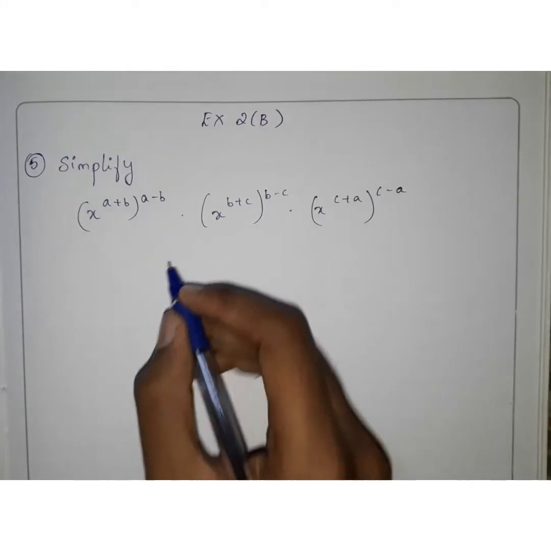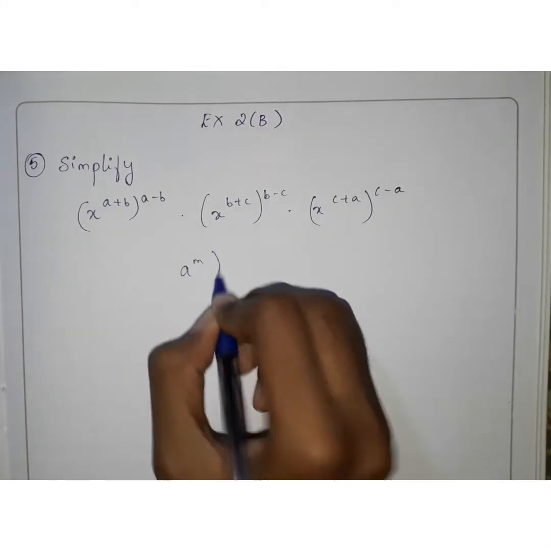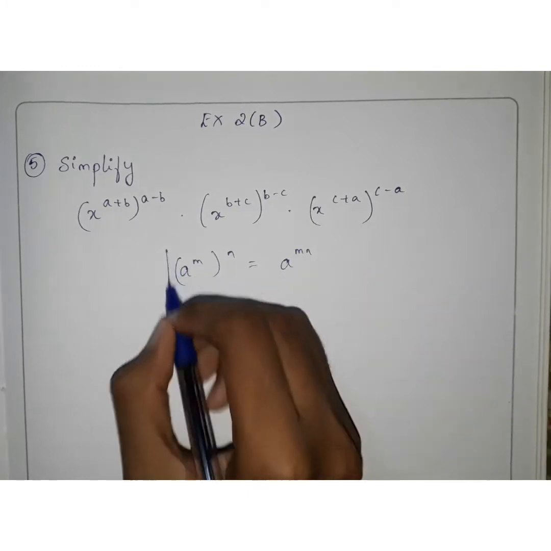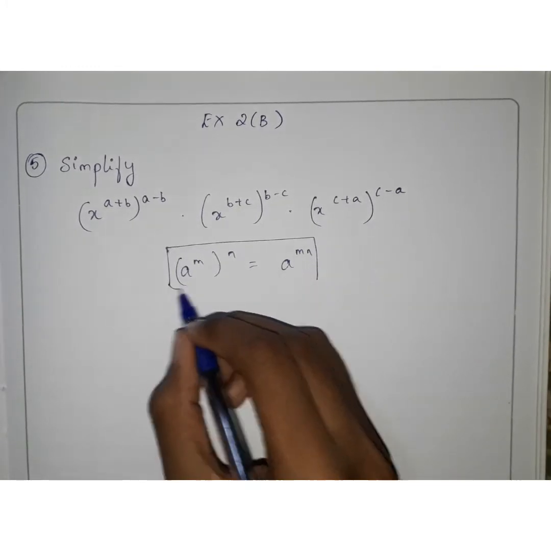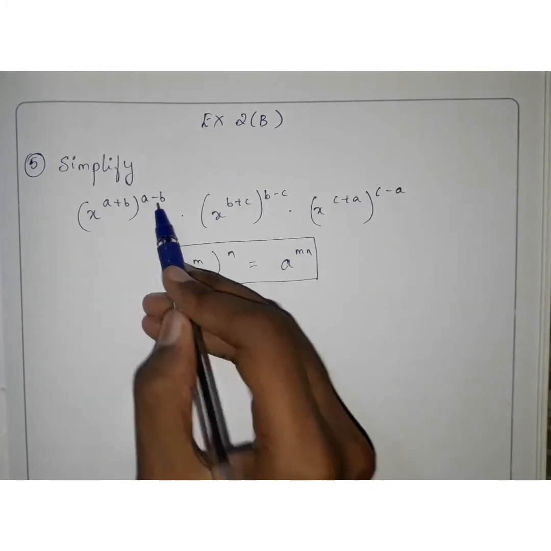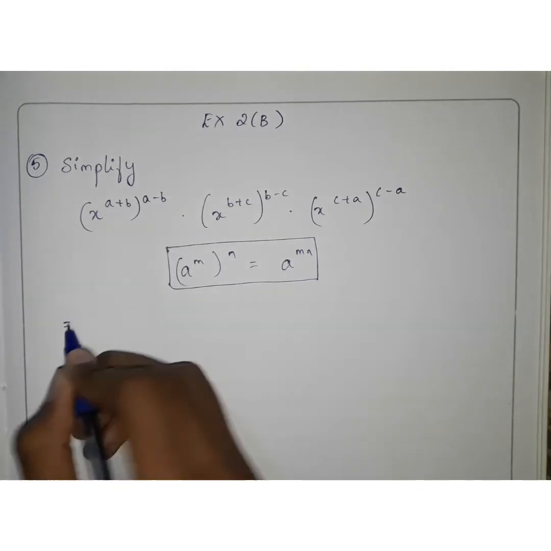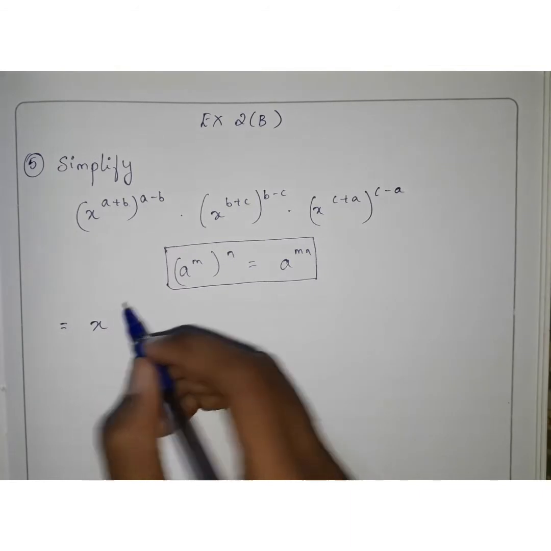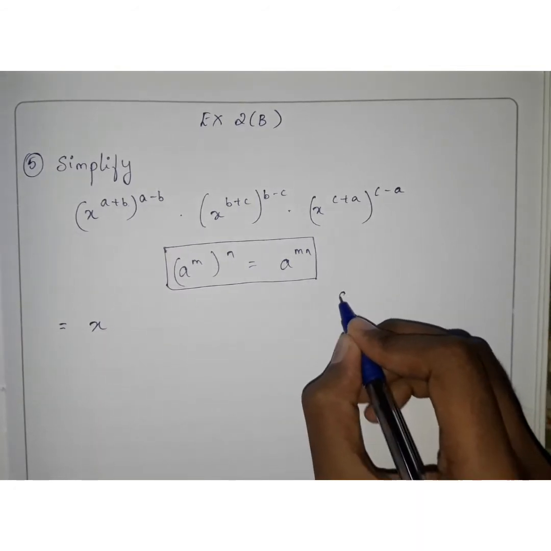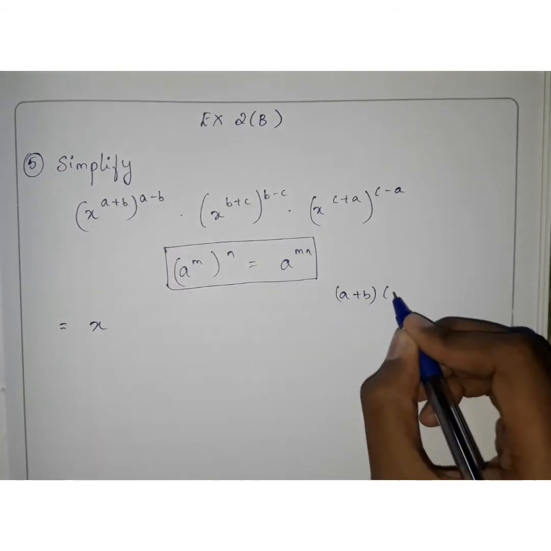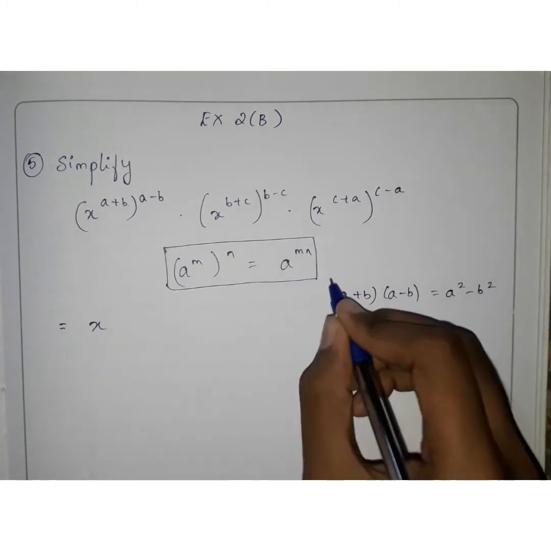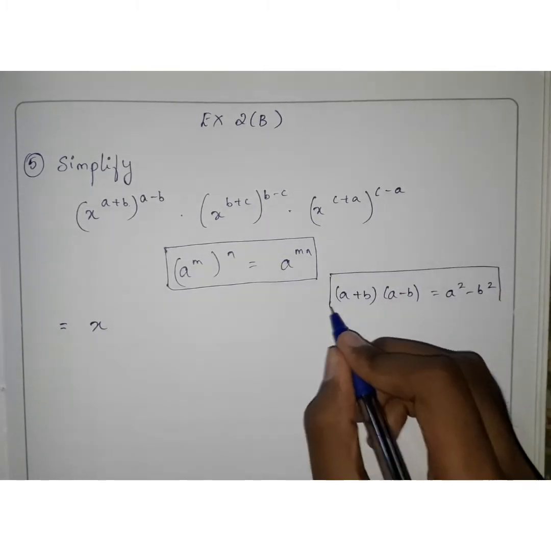Here we'll be using the formula (a to the power m) whole to the power n is a to the power mn. We just need to multiply the powers inside and outside. First we'll do it step by step. First, let me multiply a plus b into a minus b. We know that (a plus b) into (a minus b) is equal to a square minus b square. We are going to use this formula and multiply.